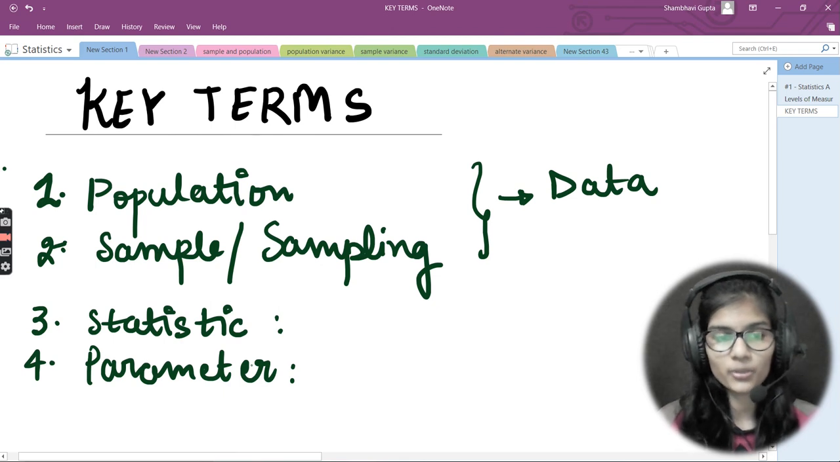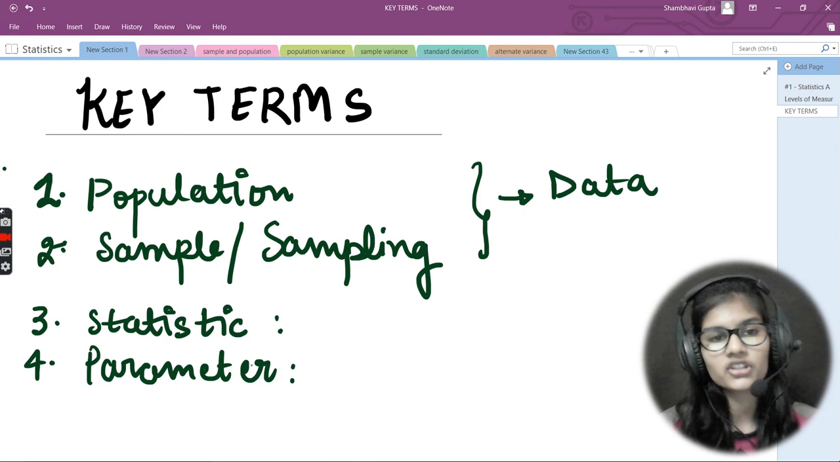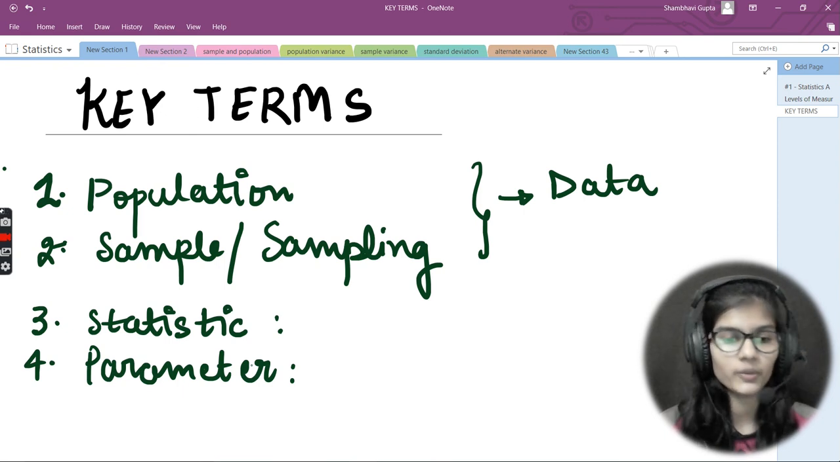When we are dealing with the property of the sample, we can call it a statistic as a key term. And when you are dealing with the property of a population, it is a parameter. Right, this is the idea.